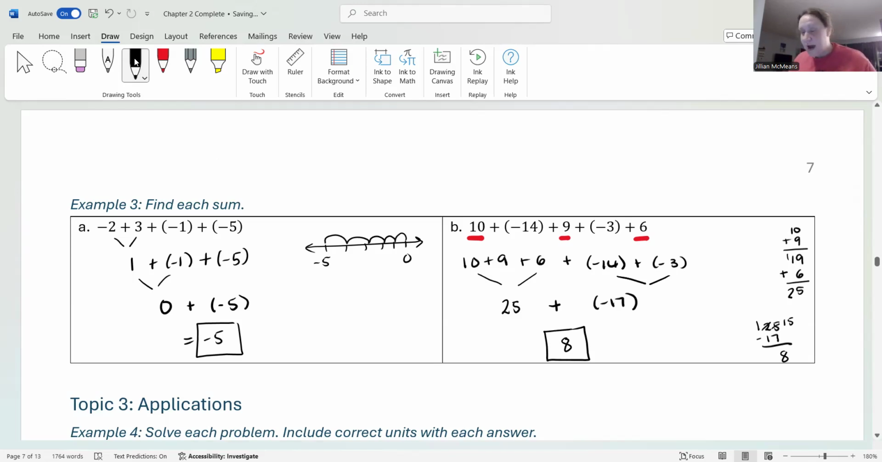Okay, so there you have it. That is adding integers. It's not the hardest thing you're ever going to do. You have to remember two things. Same sign, add and keep the sign. Different signs, subtract and keep the larger sign, or the sign of the larger absolute value.